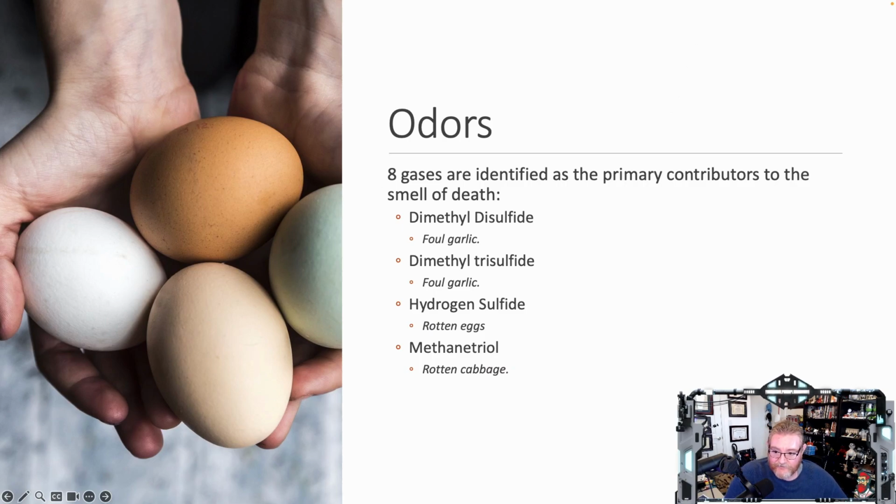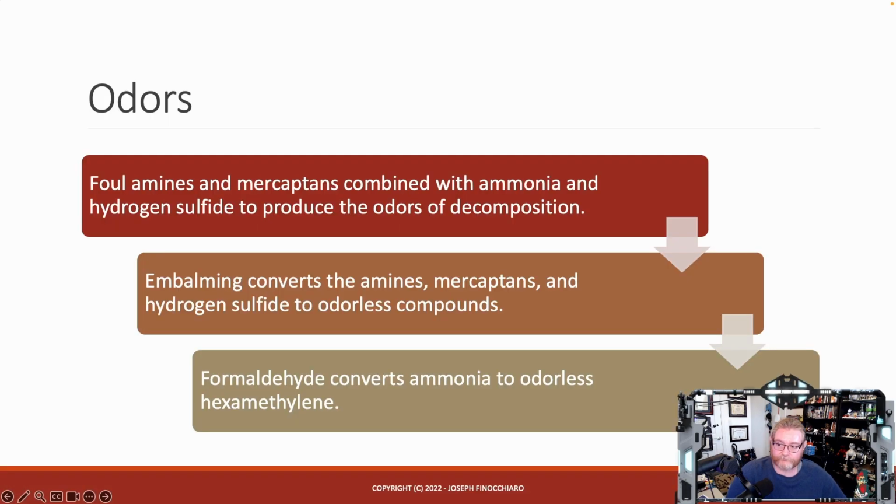Dimethyl disulfide and dimethyl trisulfide, which smells like foul garlic, hydrogen sulfide, which smells like rotten eggs, and methanetriol, which smells like rotten cabbage. Foul amines and mercaptans combine with ammonia and hydrogen sulfide to produce the odors of decomposition. Embalming converts the amines, mercaptans, and hydrogen sulfide to odorless compounds. Formaldehyde converts ammonia to odorless hexamethylene.